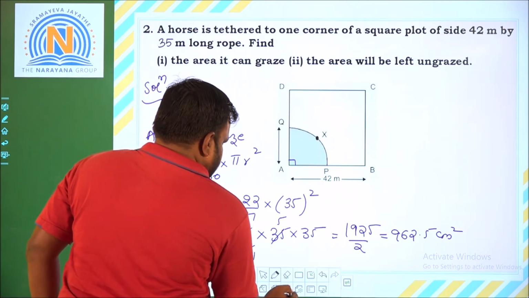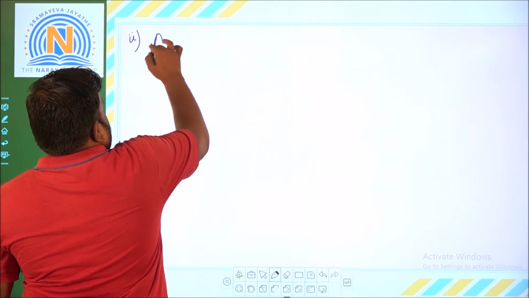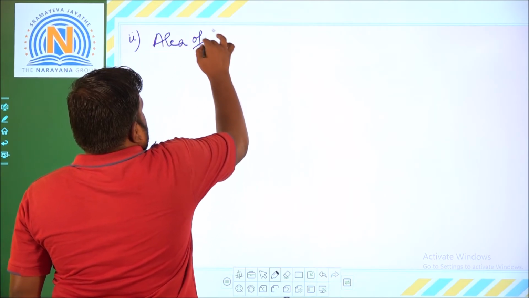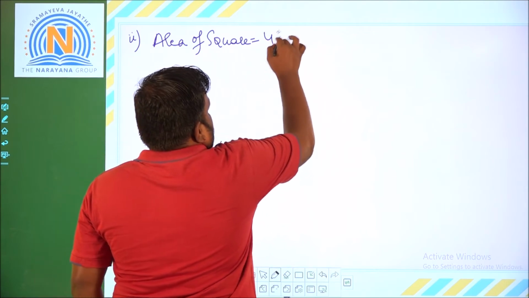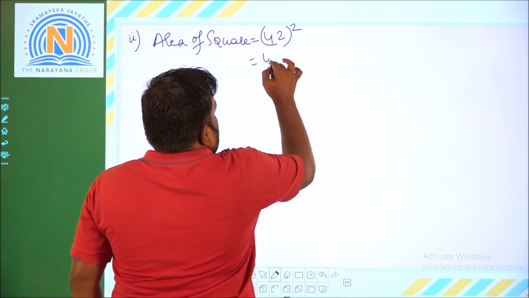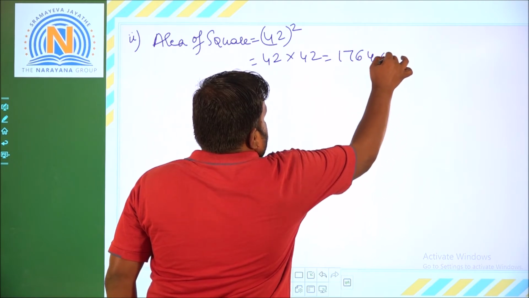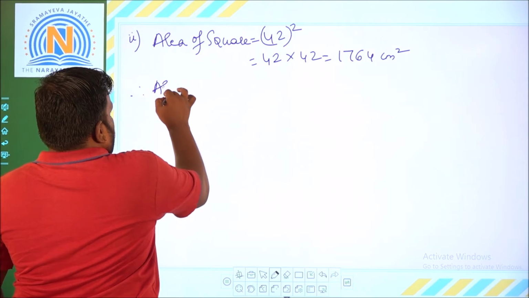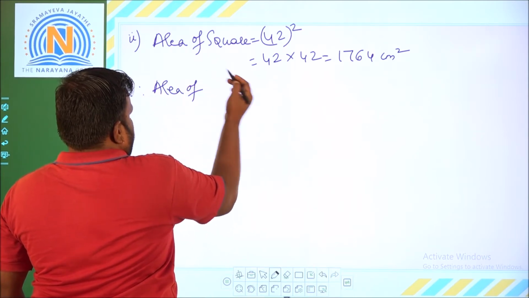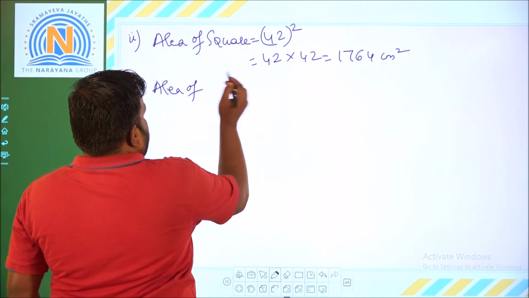So first, when you find out the area of the square for the second case, the side of the square is 42 centimeters, so obviously 42 whole square, 42 into 42, which gives you 1764 square centimeters. So therefore, the area of the field that is left ungrazed by the horse.